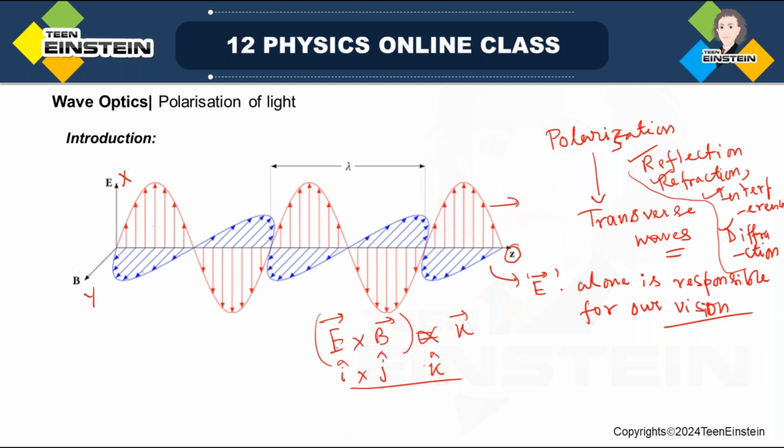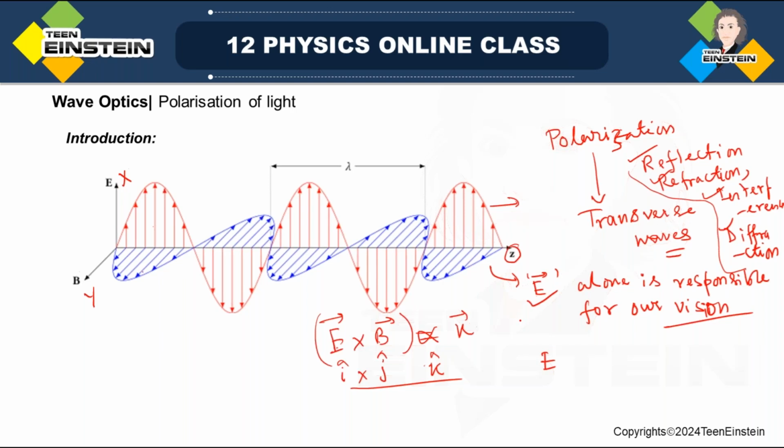So electric field alone is responsible for our vision. That's why when we see light, we see only the electric field vector. Okay, when we see light, that means we are seeing only the electric field vector, or the electric field alone, through our eyes.